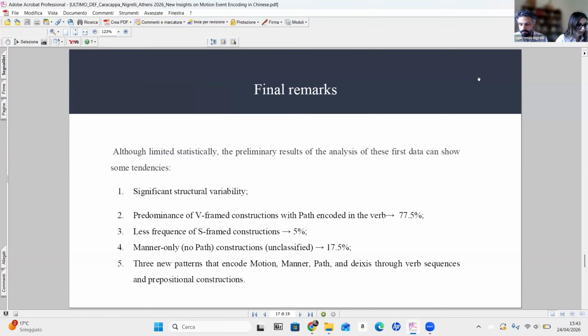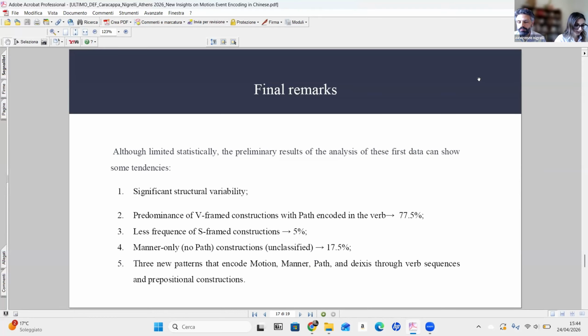It emerges a predominance of verb frame constructions in which path is directly encoded in the verb, accounting for the majority of the data, as satellite frame constructions and manual-only strategies are significantly less frequent in the present dataset. Moreover, the analysis also reveals a considerable degree of structural variability.